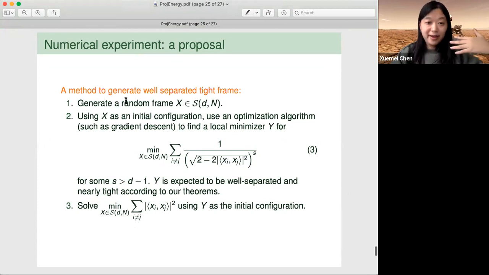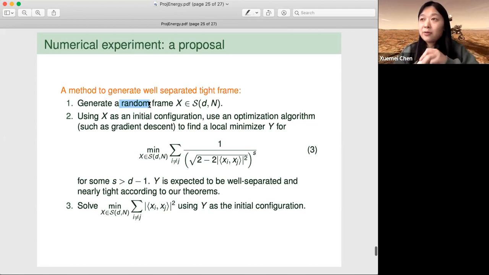So we're going to start with a random frame. And by the way, I didn't show in this talk, but random frames definitely behave badly, whether in tightness or separation, way worse than any of the minimizers. So that should also be something we check in the first place. At least we should do better than random frames.